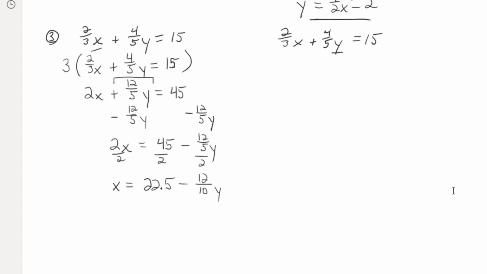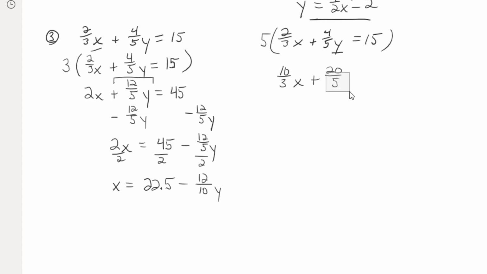Okay, so now it's the same thing, except instead of multiplying by 3, because I don't care about this one, I care about this one. I'll multiply everything by 5. I'm not going to rewrite it. I'm just going to do this. So we get 5 times 2 is 10 over 3x. And then 5 times 4 is 20 over 5. But 20 over 5 is 4. So that's how they kind of cancel out.